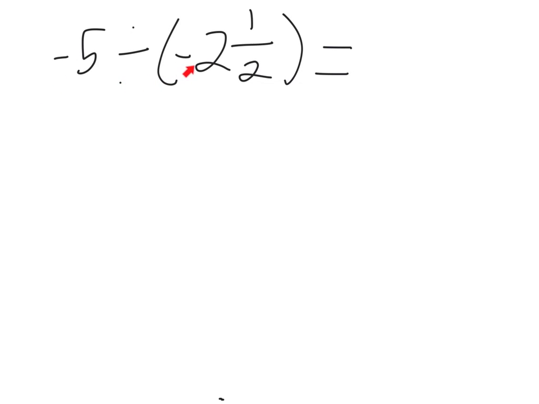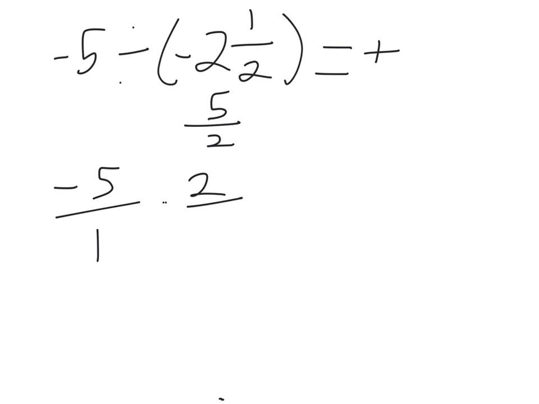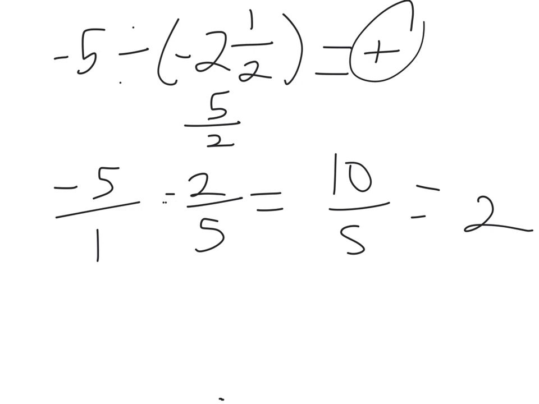So here's another example. Negative 5 divided by negative 2 and 1/2 equals, okay, so we have two negatives here, so we know the answer is going to be positive, and so we can quickly solve this. We make this an improper fraction, 5 over 2, and then I turn it into the reciprocal. We have 10 divided by 5 equals 2.